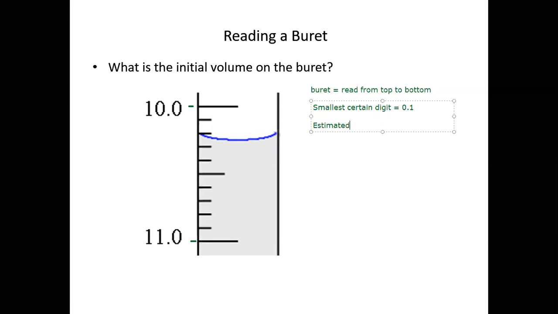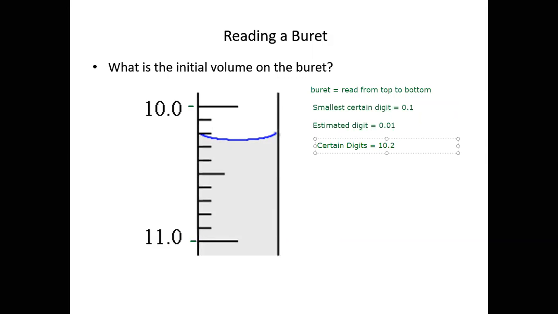So therefore, the estimated digit goes to the hundredths place. So again, if you count between 10 and 11, you count 10 tick marks. That means the smallest certain digit is 0.1. Therefore, our estimated digit is 0.01. So again, our certain digits, we know for certain it's 10, 10.1, 10.2. And again, you always read at the minimum of the meniscus.